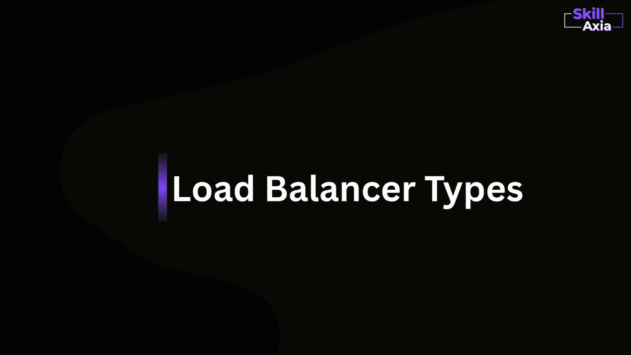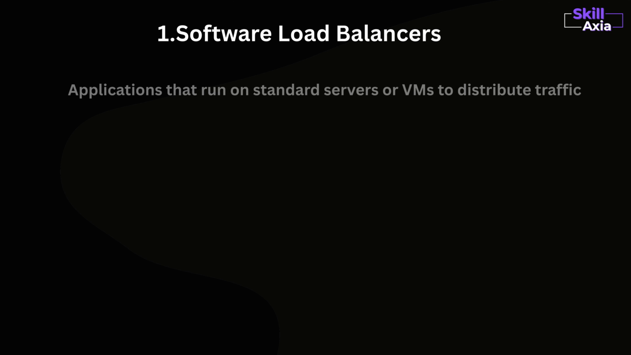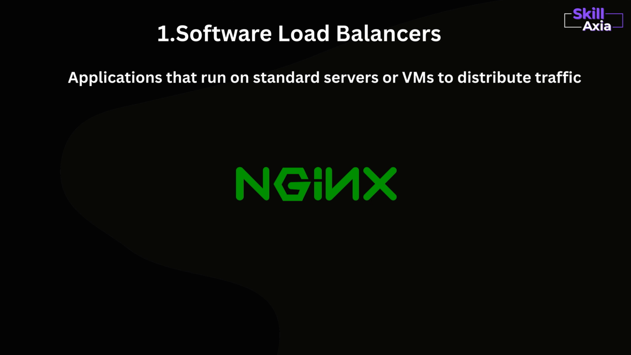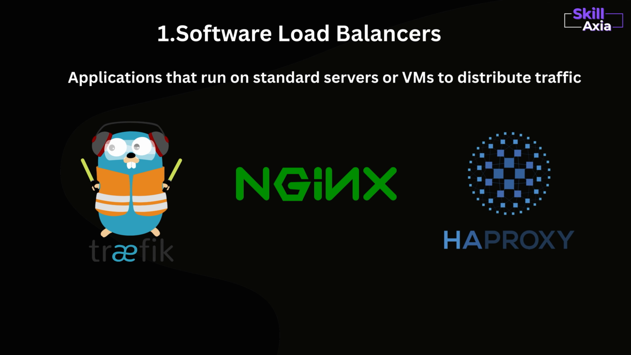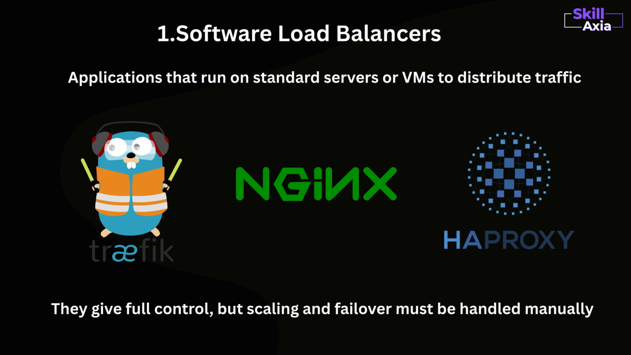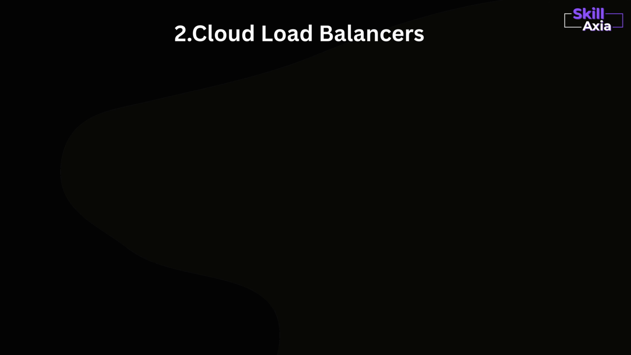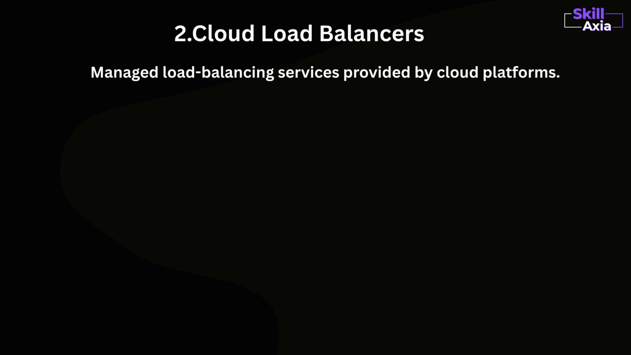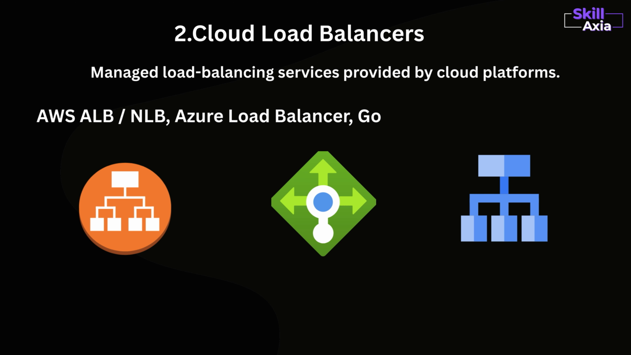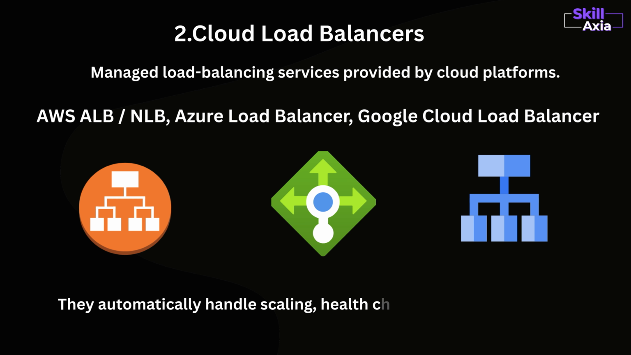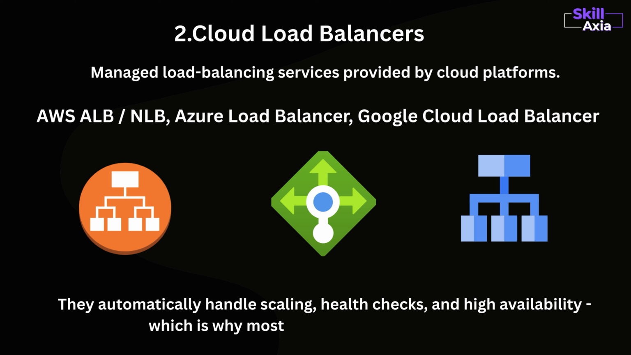Types of load balancers. Software load balancers. Software load balancers like Nginx, HAProxy, or Traefik are installed on servers to distribute the traffic. They give full control, but scaling and failover must be handled manually. Cloud load balancers. Cloud based load balancers like AWS ALB, Azure Load Balancer, and Google Cloud Load Balancer are fully managed cloud services. They automatically handle scaling, health checks, and high availability, which is why most modern systems prefer them.